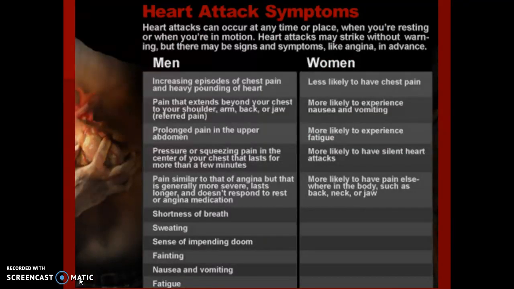So symptoms of the myocardial infarction: you get the angina pectoris, increasing episodes of chest pain, angina, pain that extends beyond your chest to your left arm, your shoulder, your jaw. That's called referred pain. And we talked about that in the past, that the brain doesn't always hear pain from the heart, so it hears from the same portal that feeds like the left arm and the jaw. You get a lot of pain in your upper abdomen, pressure in the middle of your chest that lasts for a while, shortness of breath, you sweat easily. You even get this sense of impending doom, you faint a lot, nausea and vomiting, fatigue. So those are a lot of symptoms that could happen.